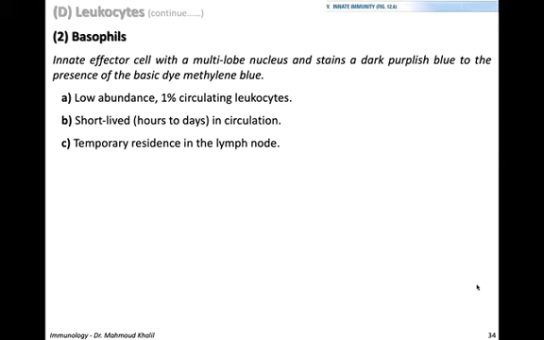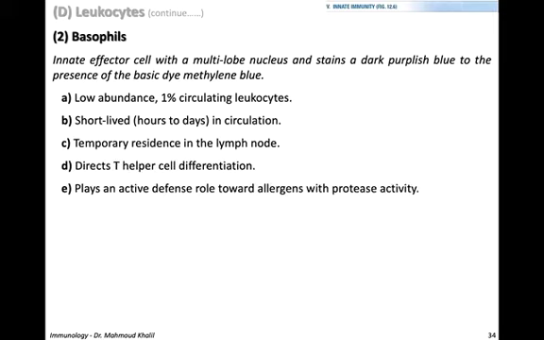So what about basophils? Basophils are innate effector cells that have a multi-lobed nucleus and stain a dark purple-blue color due to the presence of a basic dye. That's why it's called a basophil, because it stains with a basic dye, which is methylene blue. They are 1% of circulating leukocytes, short-lived in circulation, and they have a temporary residence in lymph nodes. They direct T helper cell differentiation, as we will see in the coming lectures, and as well play an active defensive role toward allergens with protease activity.